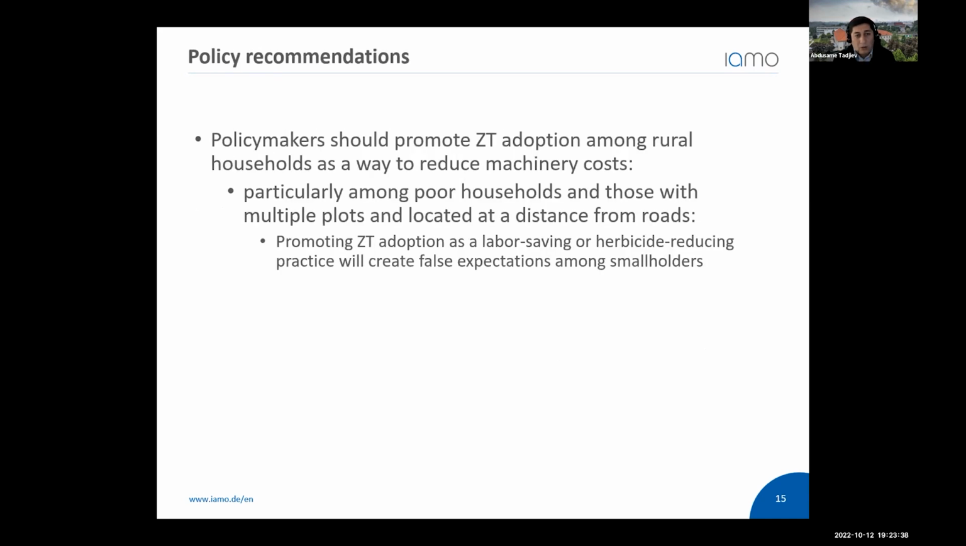So what are our policy recommendations? From our results, we recommend that policymakers should promote zero tillage adoption among rural households as a way to reduce machinery costs. Promoting zero tillage adoption as a labor saving or harvest reducing practice will create false expectations among smallholders. This is the last of my slides, and thank you very much for your attention. If you have any comments or questions, I will be glad to answer.